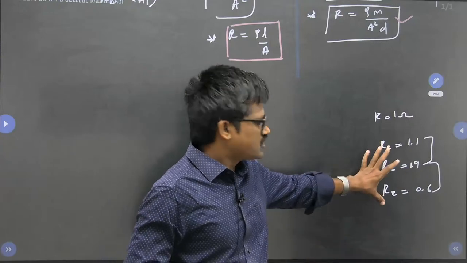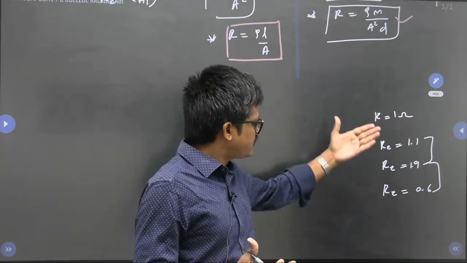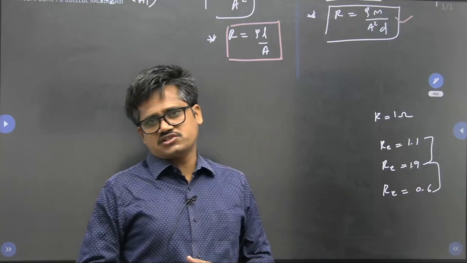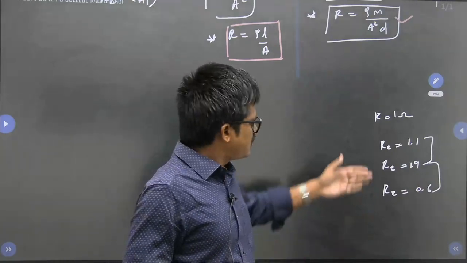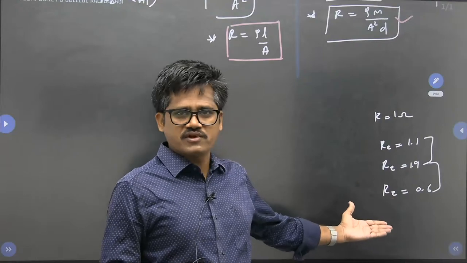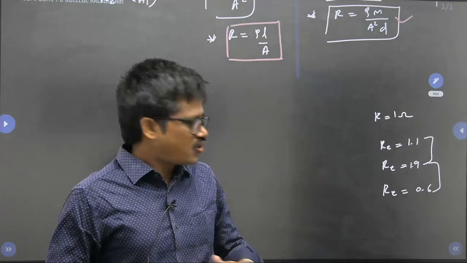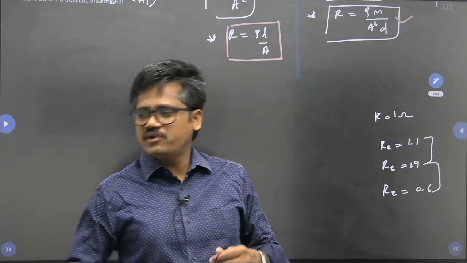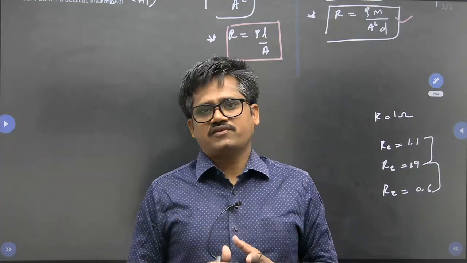Different minute, small values of resistance, in-between values of resistance, the manufacturer will not manufacture. Those values they may not manufacture. Like that, 1 ohm they may manufacture. So how do you get these, depending on the requirement of the circuit? That we can do with a combination of resistances.